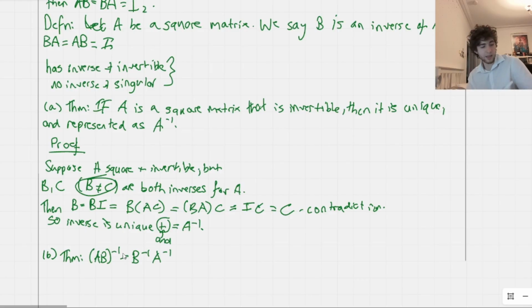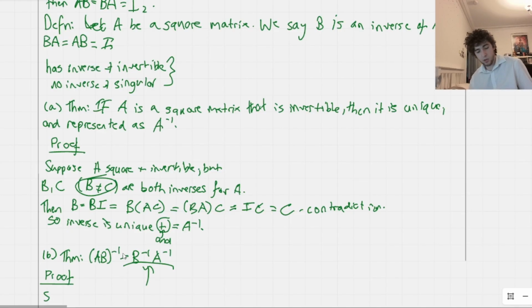Okay, so let's think about this. Why is it necessarily true? Well, we can pretty much just prove this by considering the product of AB and B to the minus 1, A to the minus 1, both ways. Because if this is an inverse, then this multiplied by AB is equal to AB multiplied by this is equal to the identity matrix. Okay, so let's just do it. Let's literally calculate that product.